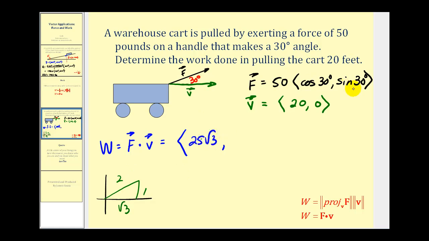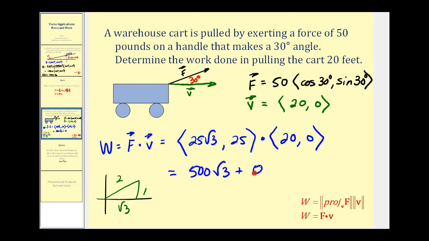The sine of 30 degrees is 1/2. 50 times 1/2 would be 25. And we're going to dot this with the vector 20, 0. So we'd have 25 square root 3 times 20. That would be 500 square root 3 plus 0. So this is the amount of work done in pulling the cart 20 feet. Let's go ahead and get a decimal approximation for this. I've already done that. It's 866.03, and the units would be foot-pounds, because the force is in pounds and the distance is in feet.